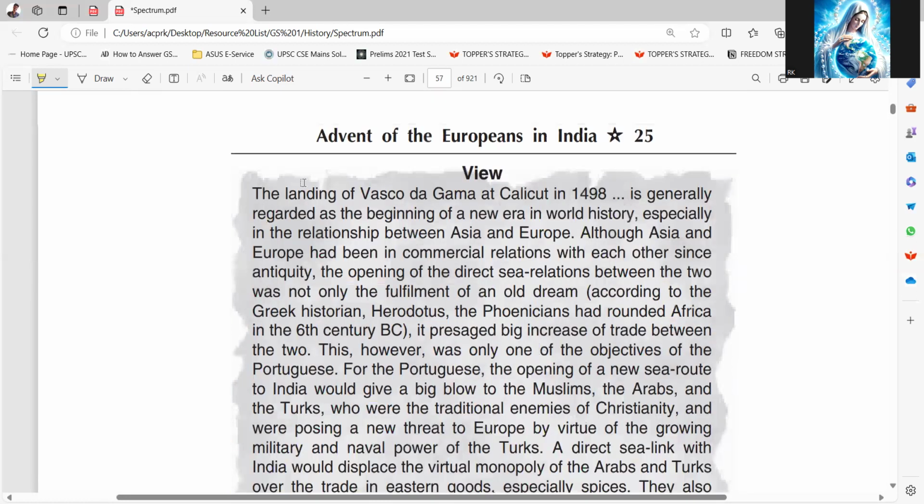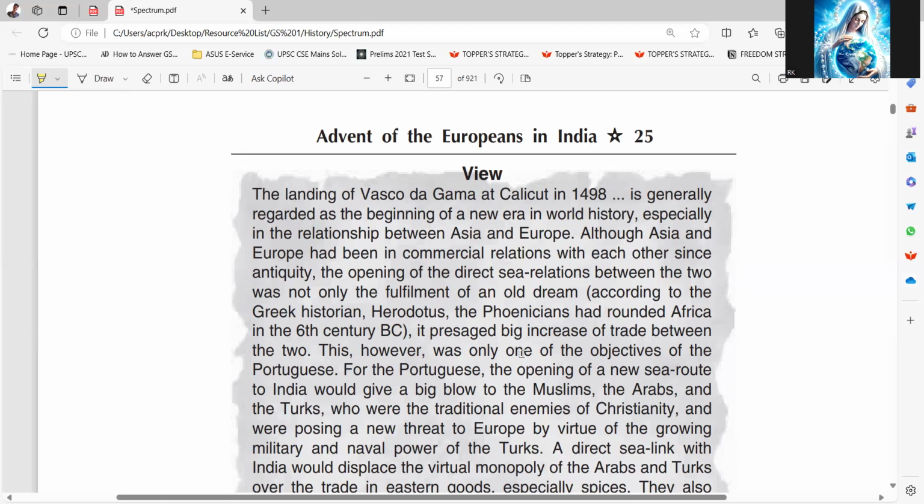The landing of Vasco da Gama at Calicut in 1498 is generally regarded as the beginning of a new era in world history, especially in the relationship between Asia and Europe. Although Asia and Europe had been in commercial relations with each other since antiquity, the opening of direct sea relations between the two was not only the fulfillment of an old dream. According to the Greek historian Herodotus, the Phoenicians had rounded Africa in the 6th century BC. It presaged a big increase of trade between the two.